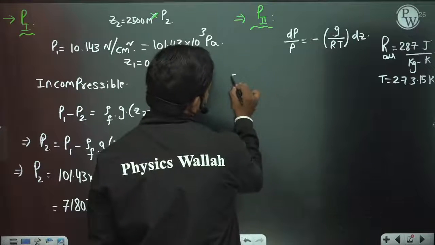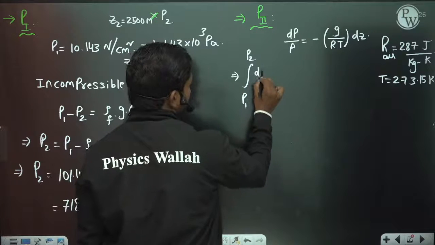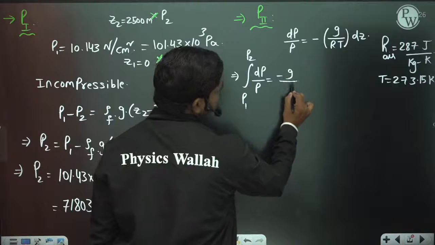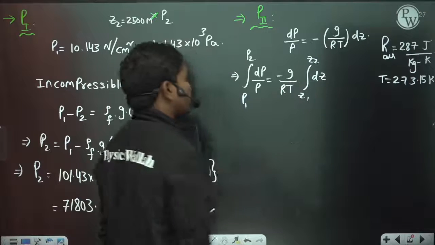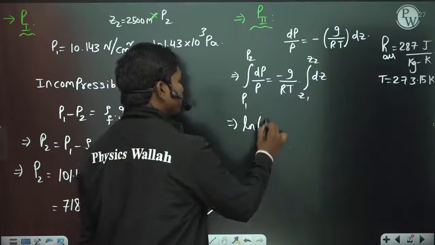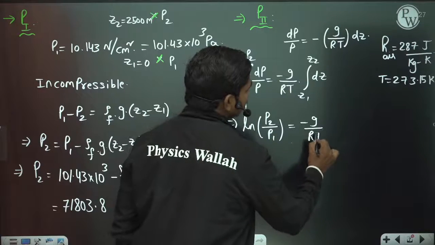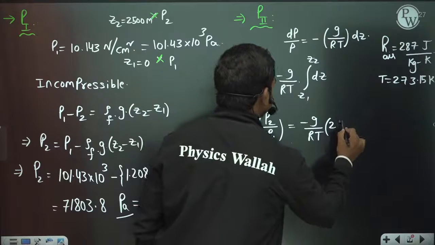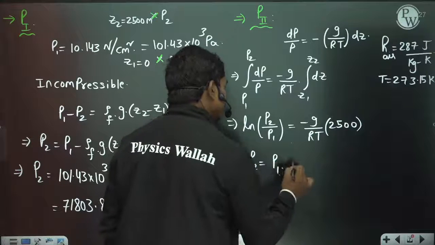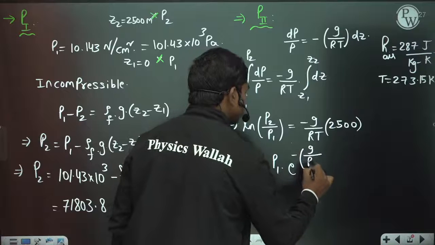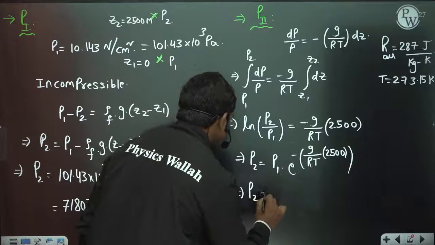Now if you integrate, the integral from P1 to P2 of dP by P equals minus G by RT, which is a constant, times the integral from Z1 to Z2 of dz. Simplifying, ln P2 by P1 equals minus G by RT times Z2 minus Z1, which is 2500. This implies P2 equals P1 times e to the power minus G by RT times 2500. Let us calculate this value.